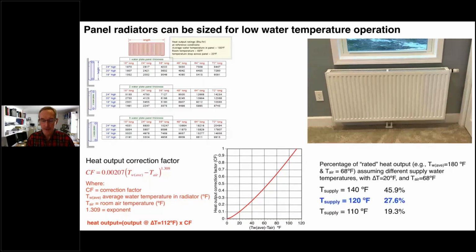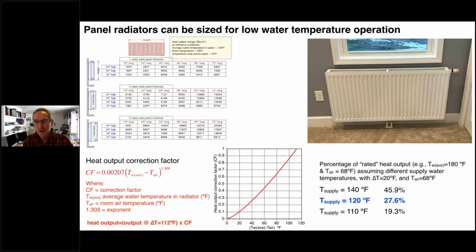And just to jump ahead, if we took this radiator, which would be 24 by 48 with 2 water plates on it, it's 9,500 BTUs per hour. If we were to run that with a supply temperature of 140, we're going to get a little under half of that output. If we bring it down to a supply temperature of 120, we're getting a little more than a quarter of the output. So yeah, the output drops substantially at these temperatures.